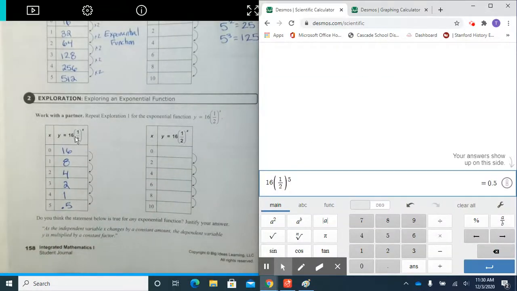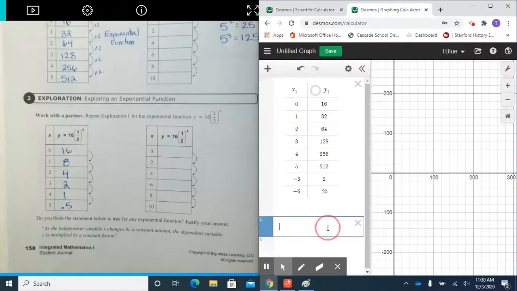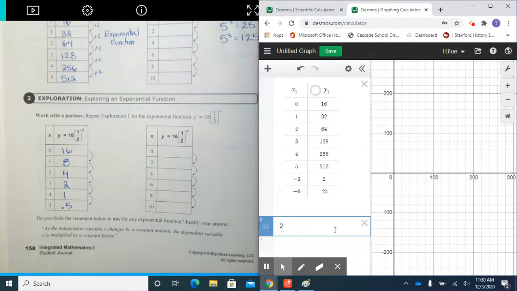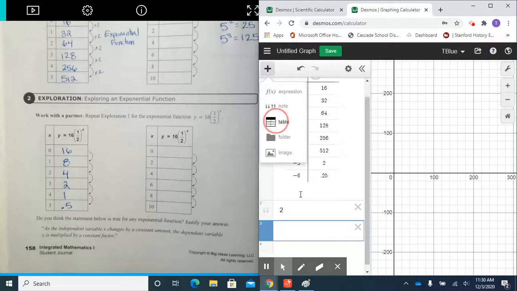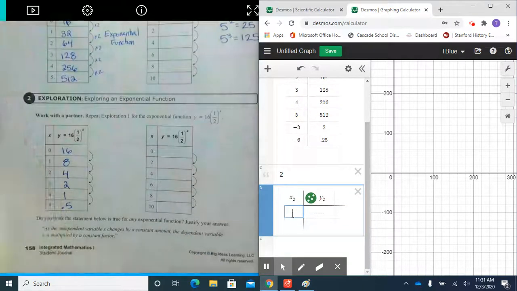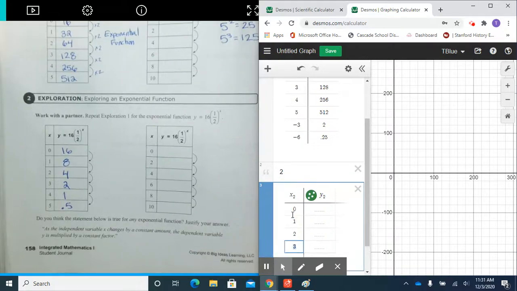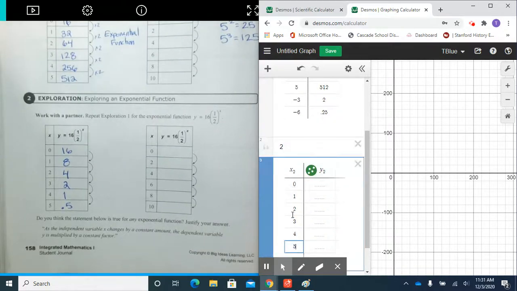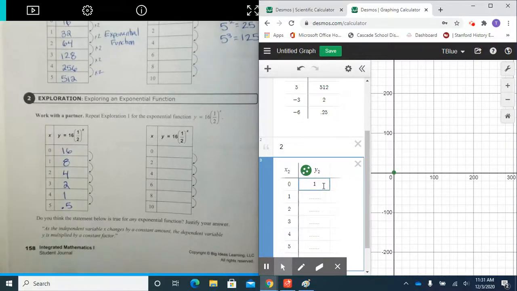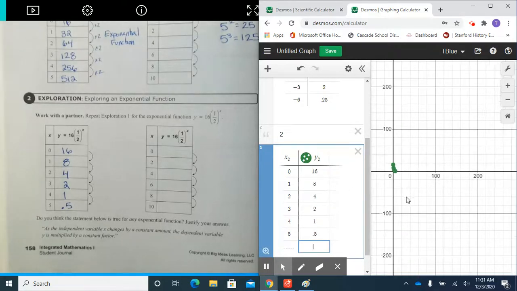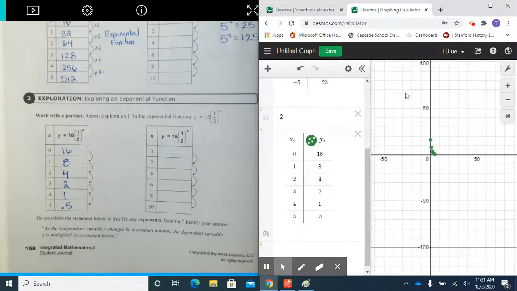So now I'm going to put these numbers into a table. This would be number 2, and number 2 is going to be a table. I'm going to have 0, 1, 2, 3, 4, and 5. So I have 16, 8, 4, 2, 1, 0.5. All right, so there's my new graph.